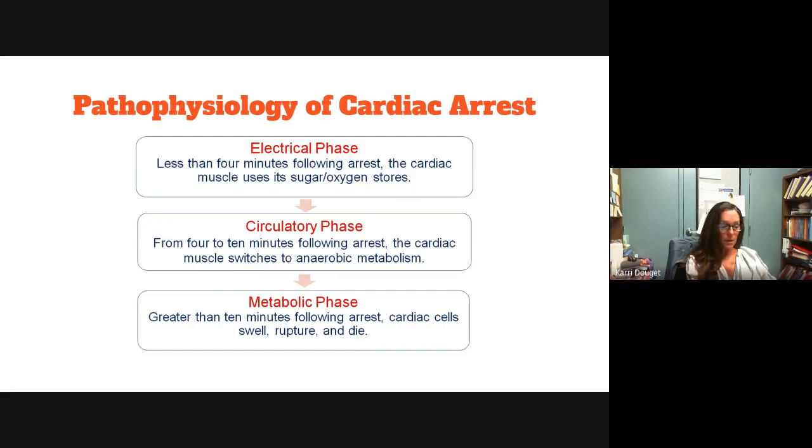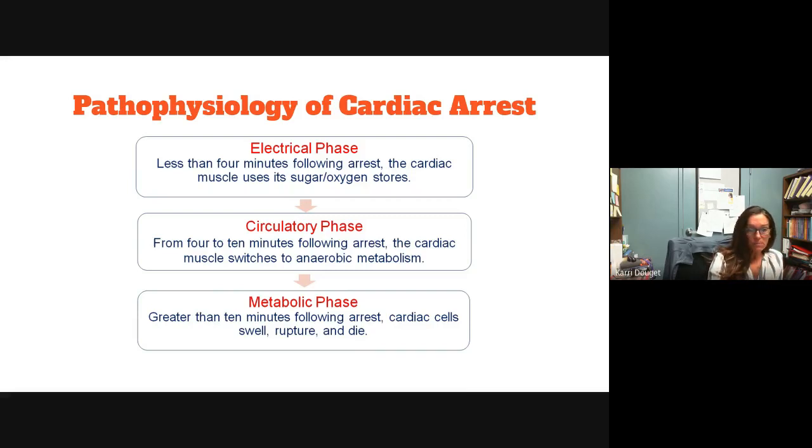Hopefully, if this happens, someone recognizes it early, and then they are able to contact us, right, as pre-hospital care providers, because time is going to be crucial, and we need to be contacted as soon as possible for the best possible outcome for our patient. So if you look at this in electrical phase, it's less than 4 minutes following arrest. Okay, so my patient's heart is stopped. Hopefully somebody is going to jump on this and do CPR.